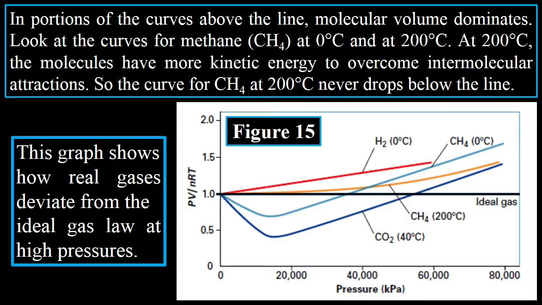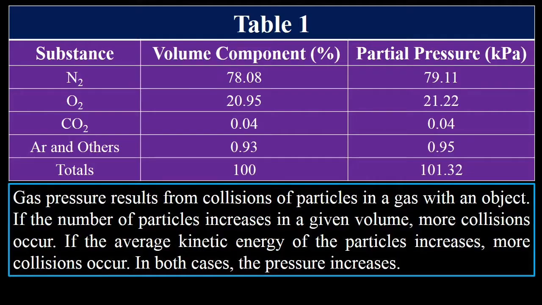Look at the curves for methane at 0 degrees and 200 degrees Celsius. At 200 degrees Celsius, the molecules have more kinetic energy to overcome intermolecular attractions. So the curve for methane at 200 degrees Celsius never drops below the line. So it's pretty important. Methane is the gold or the yellow line. So you can see how that stays above that line. So it can become rather complicated.